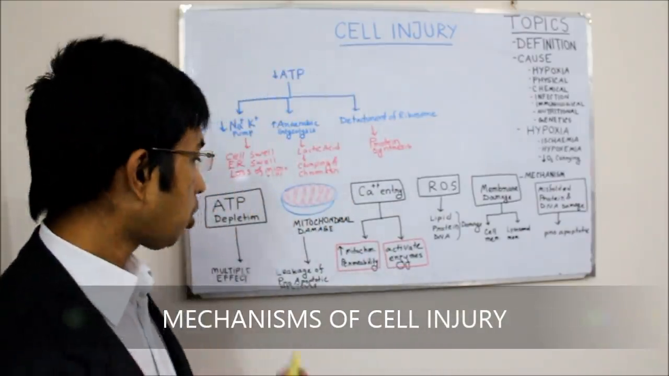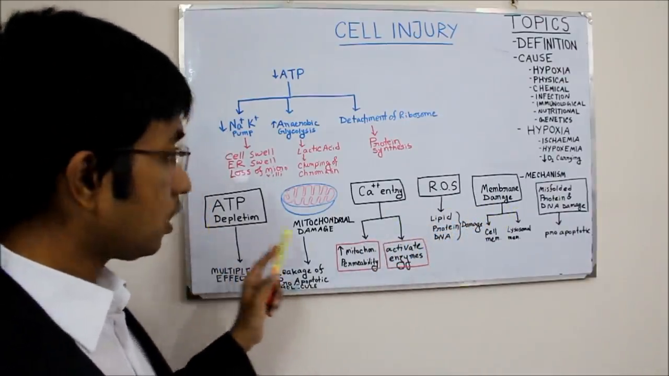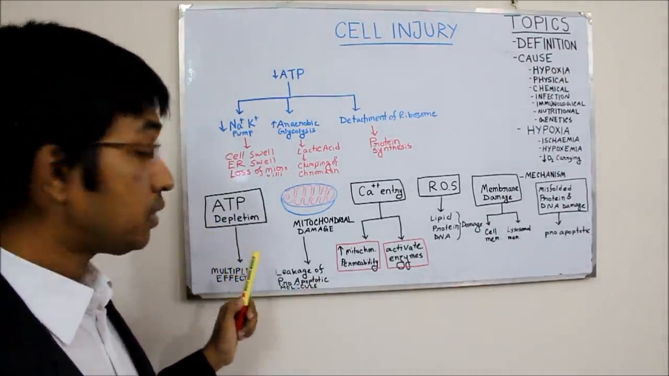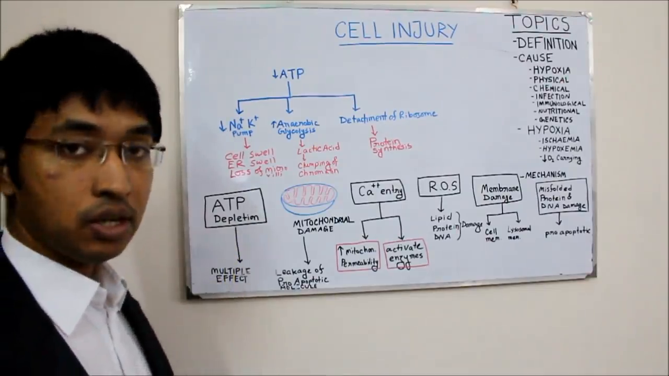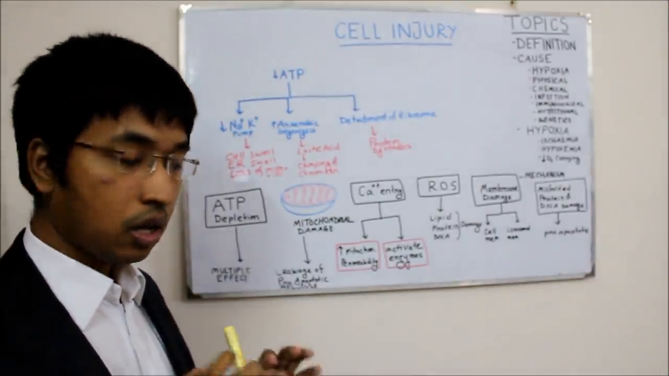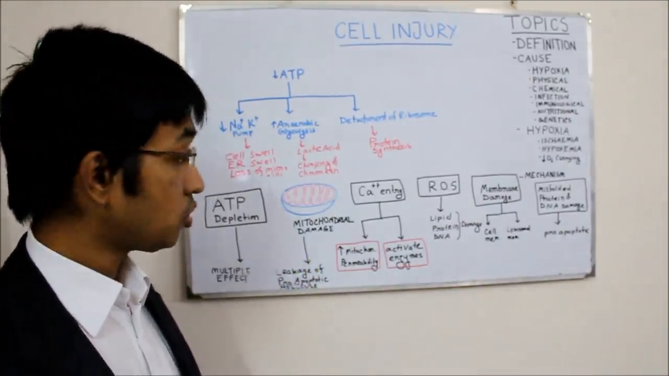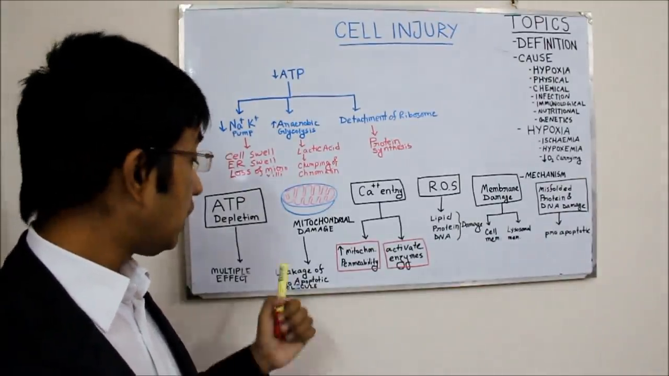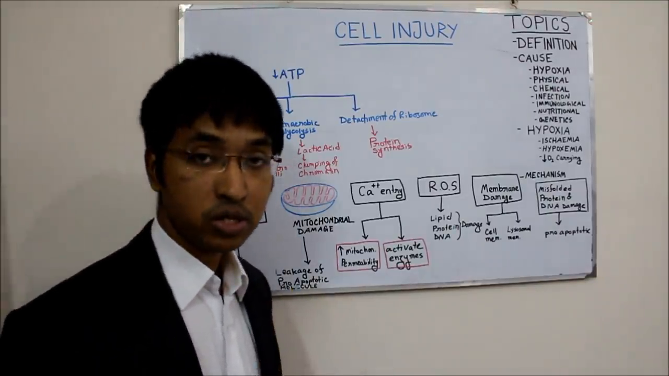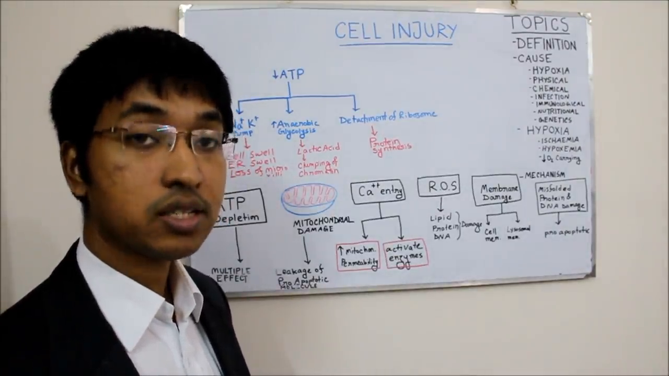As you can see at the bottom of the board, I have drawn a series of mechanisms. All of these can cause cell injury. One mechanism is via ATP depletion. When ATP is less, it will cause a lot of effects, which we will discuss after a while. Another mechanism is via mitochondrial damage, which can cause leakage of some pro-apoptotic molecules, some molecules that promote apoptosis, and that will result in cell injury and cell death.